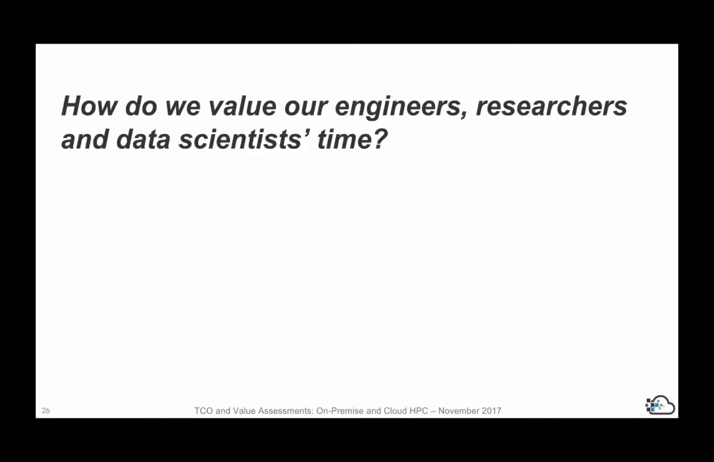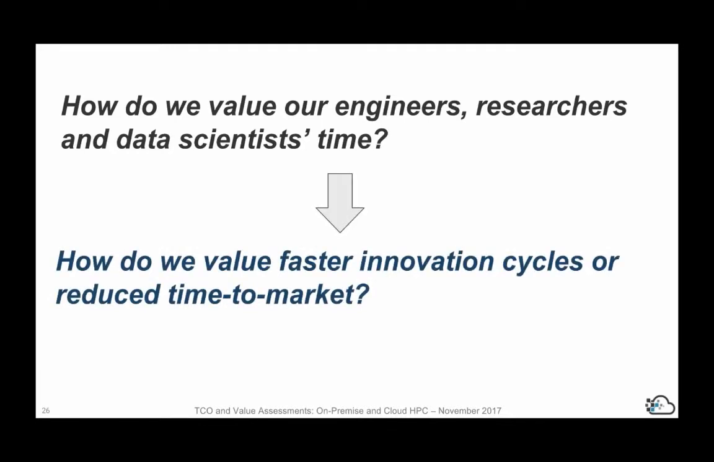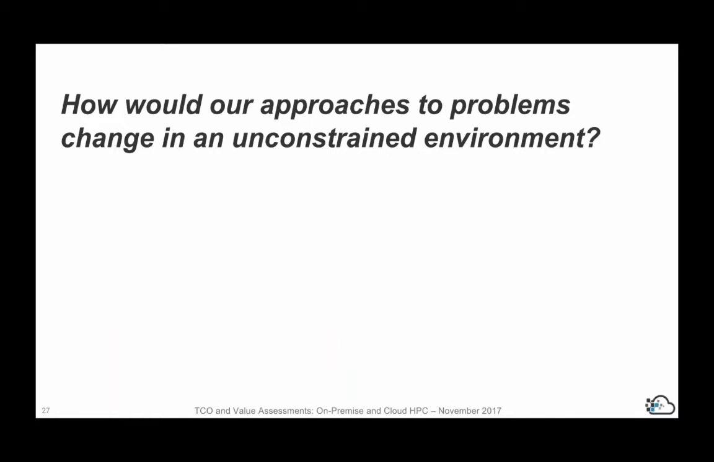The next question is, how do we value our engineers', researchers', and data scientists' time? But in terms of value, what this question is really asking is, how do we value faster innovation cycles or reduced time to market? For some industries, cost is secondary to speed. Queues and constrained resources are antithetical to speed to answer, especially when iteration and fast failure is critical to the process. And the last question gets back to a comment I made earlier about inside the cluster thinking.